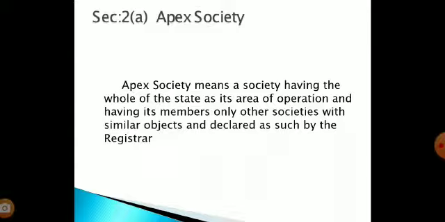That means the society having the whole of the state as its area of operation and having its members only other societies with similar object. In case of the Kerala State Cooperative Marketing Federation, the membership is open to all the district wholesalers as well as the primary cooperative marketing societies in the state of Kerala. Therefore, apex society means the society having the whole of the state as its area of operation and having its members only other societies with similar object and declared as such by the registrar.